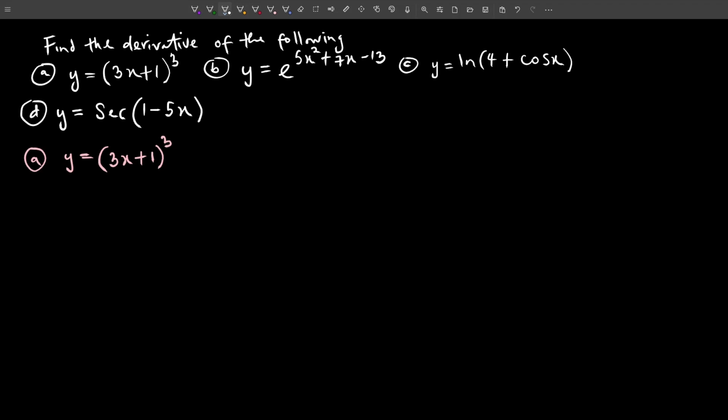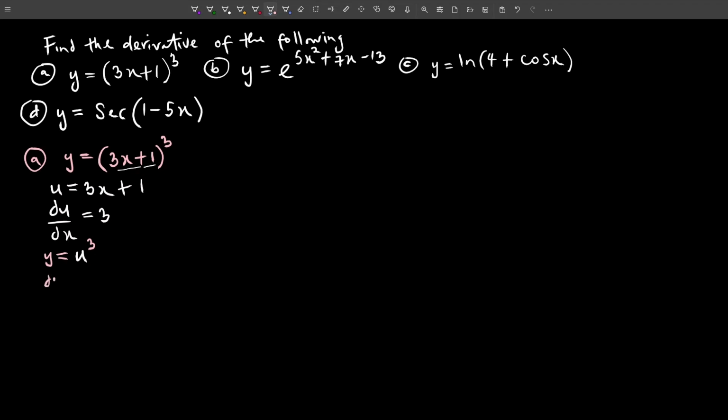So we represent the inner function with a variable. We say let u equal the inner function, which is 3x plus 1. Then we differentiate the inner function with respect to x, and this will give me 3. Coming back to the main function, we have y equals everything here, and everything here is represented as u. So y will be equal to u raised to the power 3. Okay, so let's differentiate this.